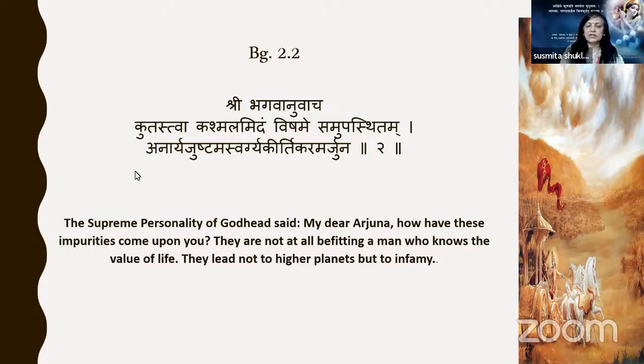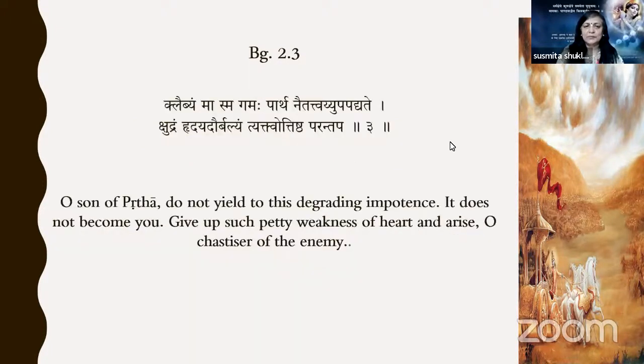So we just finished our 2nd shlok. There are the 2nd and 3rd shlok, in which Krishna scolds Arjun, he basically gets angry at Arjun as a friend. We read about the second shlok, Shri Bhagavan uvacha, kutas tva kashmalam idam vishame samupasthitam. Now let's go to the next shlok, 2.3.